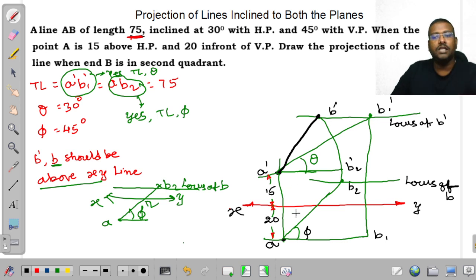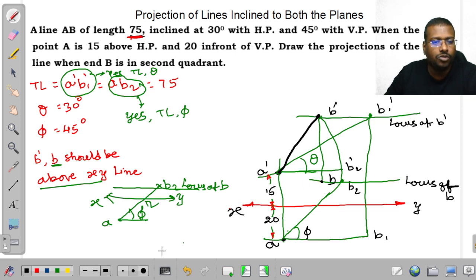Next, what is another one? The second step has two ways. One is to take A B1 as radius, A as center, and draw the arc. This is B. This is one way. But I am not interested in that. No problem. At B dash you draw the projector. Wherever it meets, this is going to be your B.